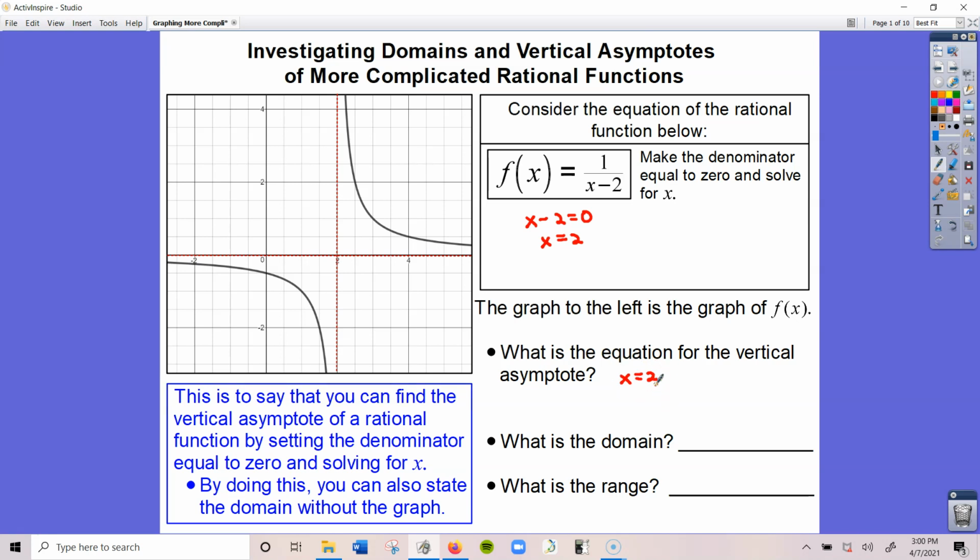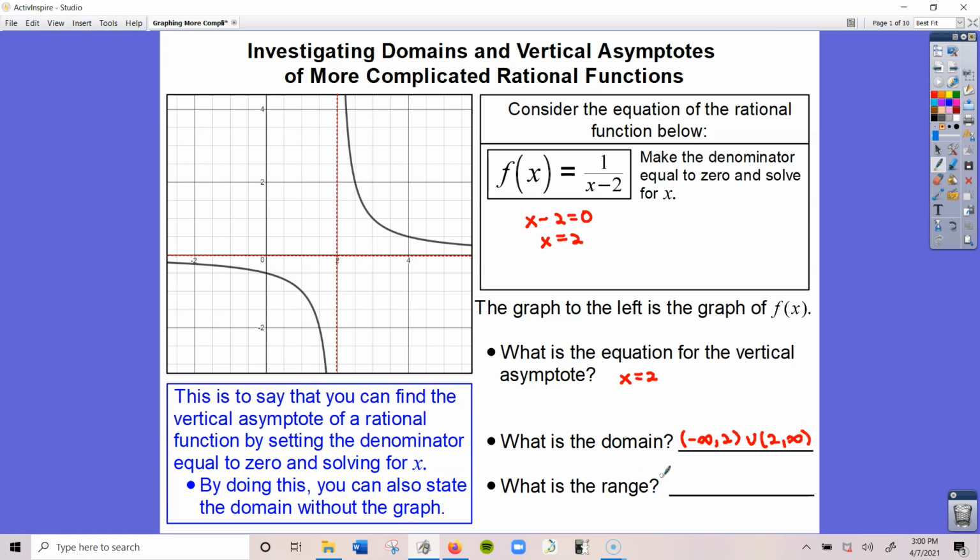As long as you know the equation of the vertical asymptote, you can figure out the domain. The domain is going to be all real numbers except for this value, since that means that the graph will never touch that line. So my domain is going to be negative infinity to 2 union 2 to infinity.